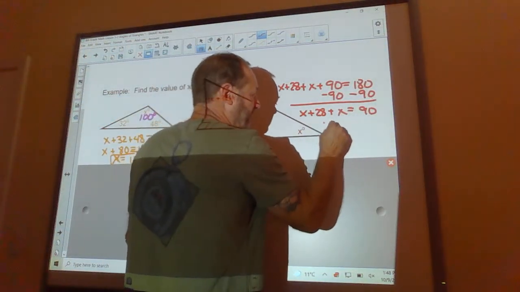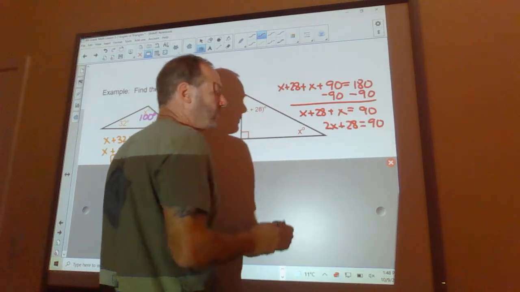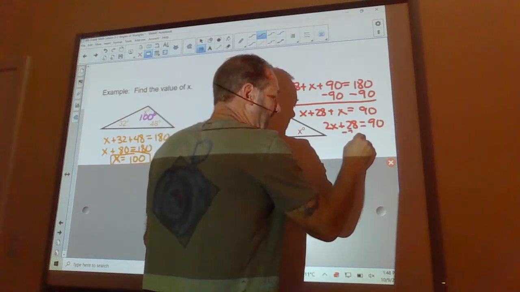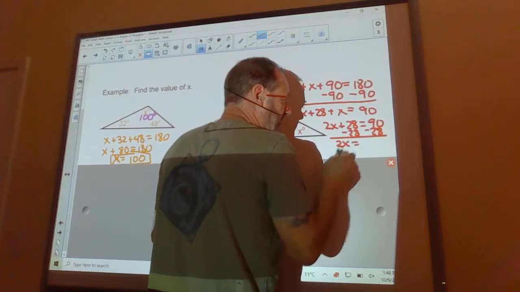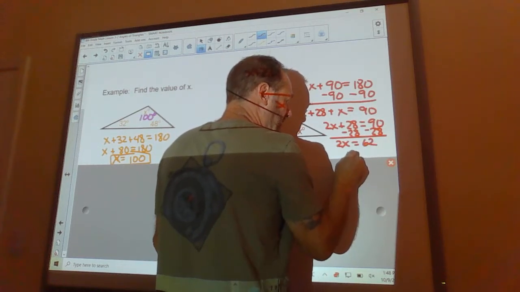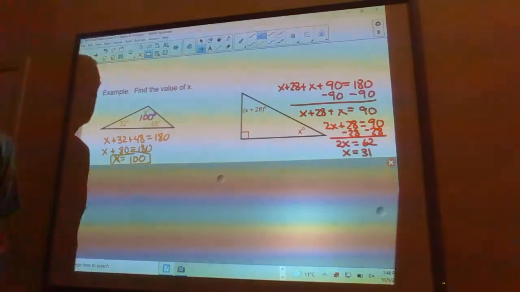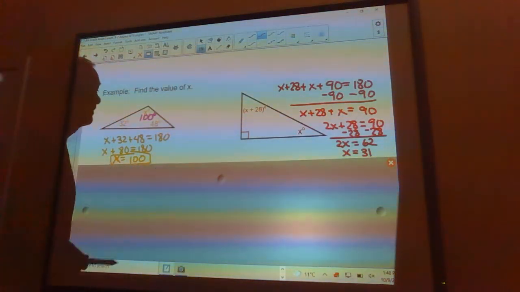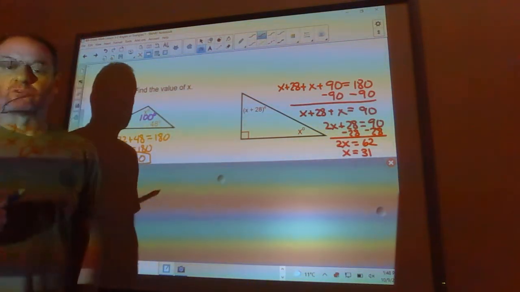Okay, so x and x is 2x plus 28 is 90. Okay, and then you subtract 28 from both sides. And you're going to get 2x is going to equal, what, 62? And so then you divide by 2 and you get x equals 31. Now here's where you really got to be careful. You got to read the question, okay? Because there's two things that you can do here.